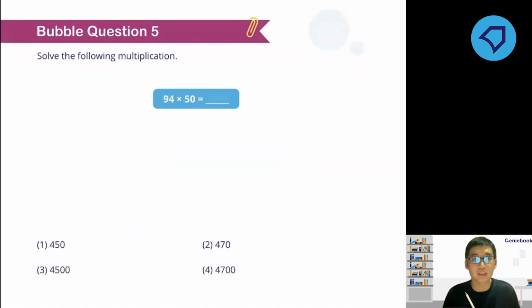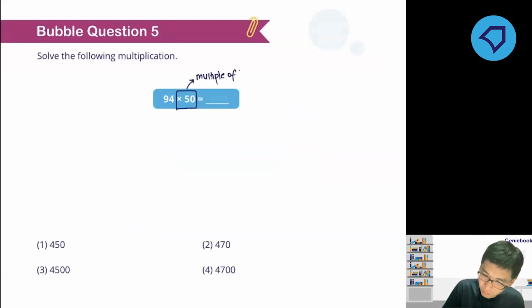Okay, so let's look at the question first. Now we have 94 multiplied by 50. Can you see here? I'm multiplying 94 by a multiple of 10. This is a multiple of 10. So in order to solve this question, for those already working on the answer, go ahead. Now for those who are struggling, this is what you can do.